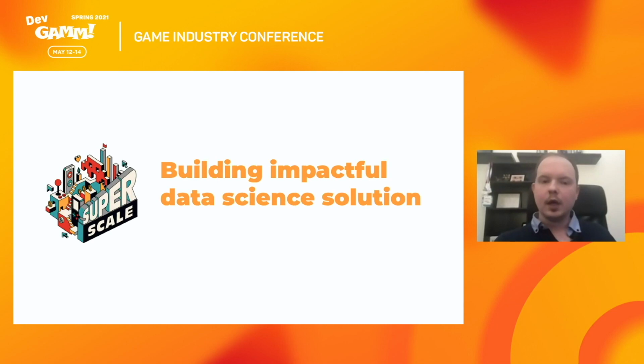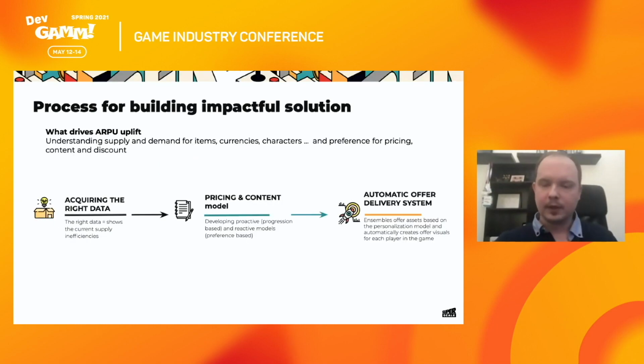Okay, so let's look at how to build impactful data science solutions based on our experience. There are three cornerstones. One is acquiring the right data. What does it mean to have the right data? Right data, from our standpoint, is data that shows supply inefficiencies. As the current system does its job, we need to understand where supply and demand are not matched. This is the right data. I'm going to talk about it a little bit more.